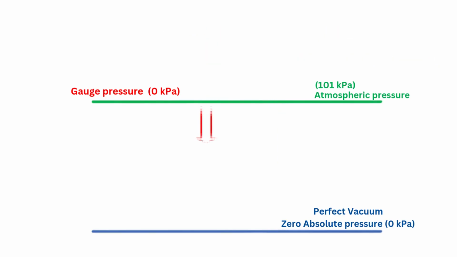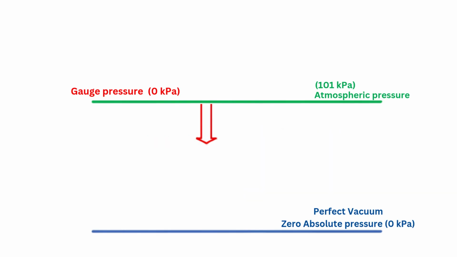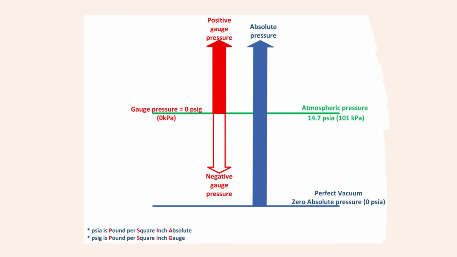Gauge pressure can be negative. In this case, the absolute pressure is 101 kilopascal minus 20 kilopascal, which equals 81 kilopascal, and this 81 kilopascal is the absolute pressure. Keep in mind, absolute pressure can never be negative. However, negative gauge pressure is sometimes called vacuum. This graph summarizes the relation between the absolute, atmospheric, gauge, and vacuum pressure.